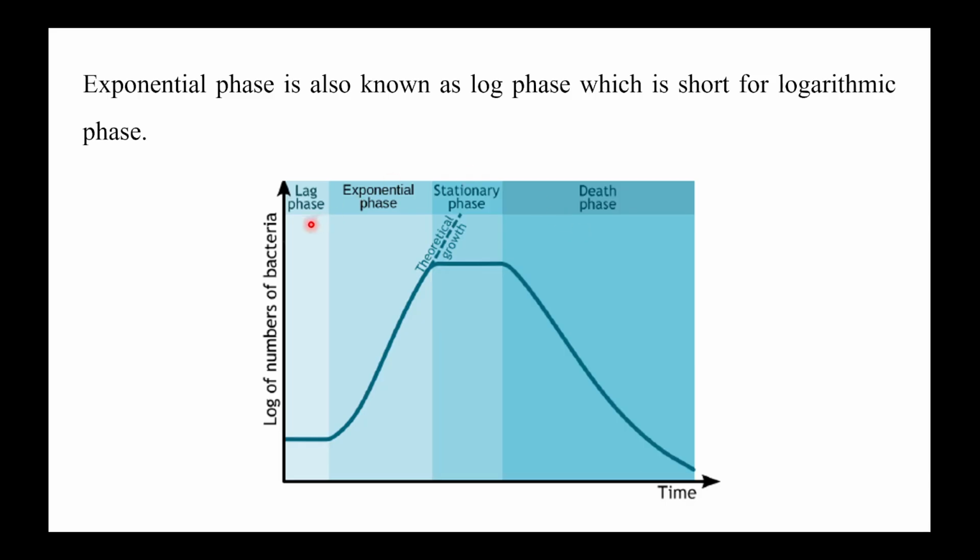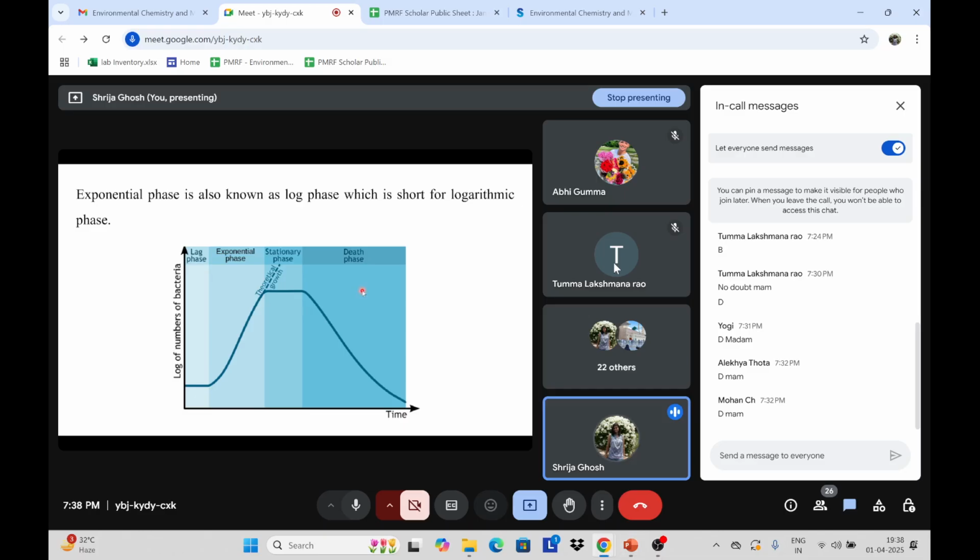So the bacterial growth curve has four phases: lag phase, exponential phase, or you can call it log phase, stationary phase, and then death phase. The growth curve is divided into four different parts. Is that clear to everybody? Anybody has any doubt in the bacterial growth curve, please ask.